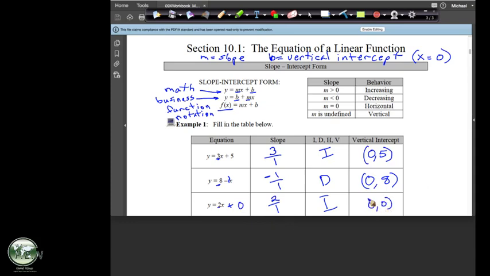If something's invisible, it's either 0 or it's 1, depending upon whether it's being added or multiplied. When it's multiplied, the invisibles are 1. When it's added, the invisibles are 0. Because 2x, what's 2x plus 0? 2x. Adding 0 does nothing. So if the slope is negative, then it'd be decreasing. If it's positive, it's increasing.